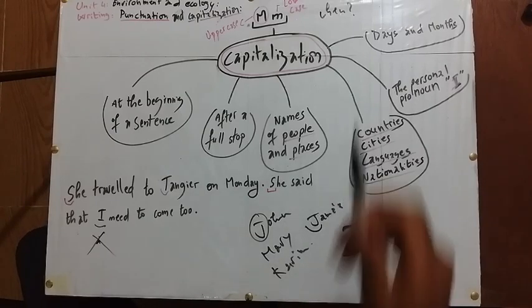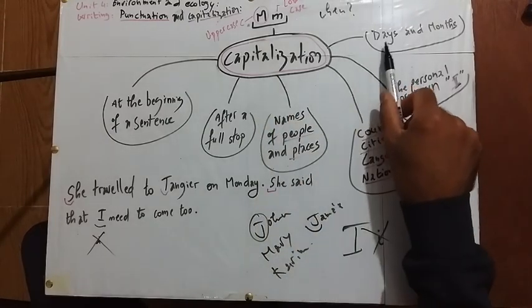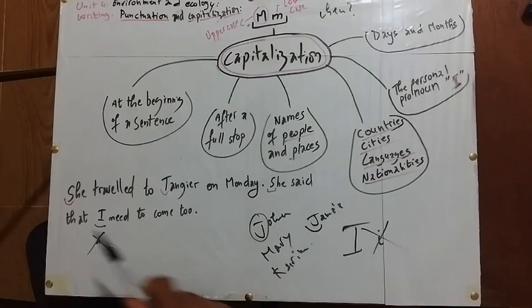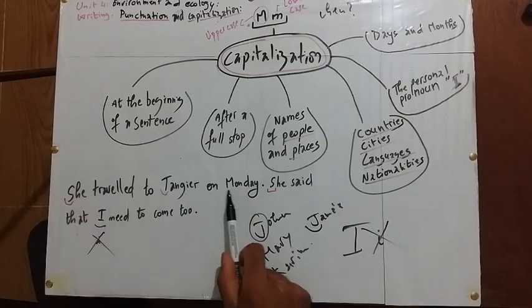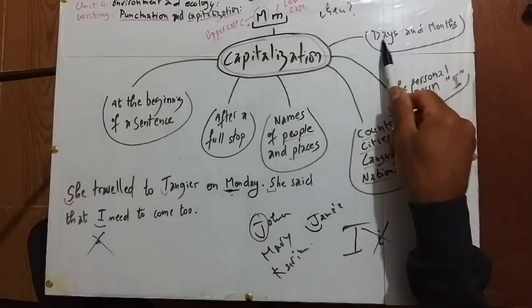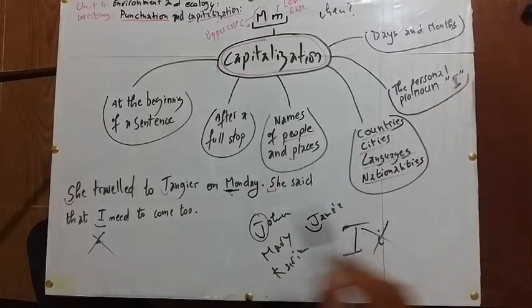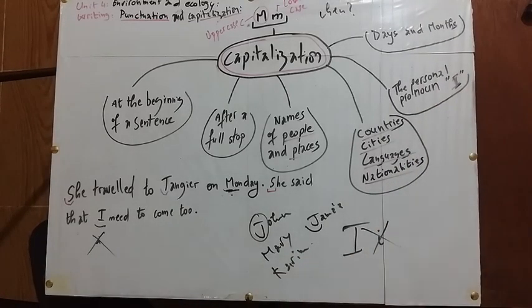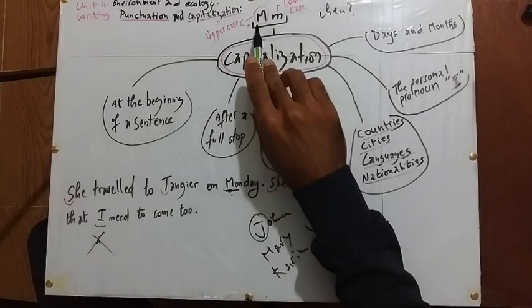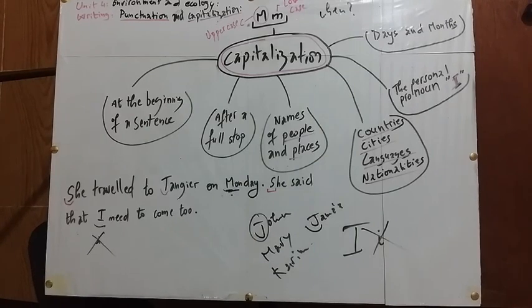Fine. So the next one is days and months. She traveled to Tangier on Monday. So Monday is a day of the week. So it should always be capitalized. All right? And also months: December, February, March, April. So all of the months should be capitalized. I think this is it.